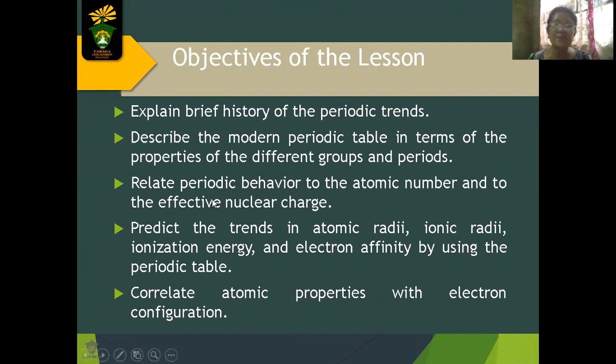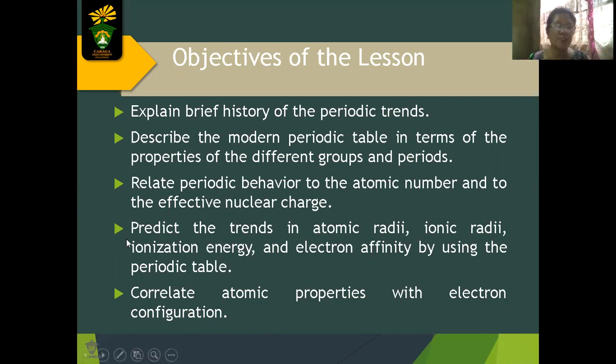The third is we are going to relate periodic behavior. What do you mean by behavior? Its properties, especially physical properties and chemical properties, with its atomic number. What is the importance of atomic number? Later on, you will find it out. And what is effective nuclear charge?